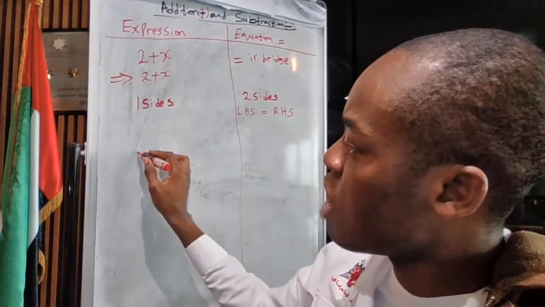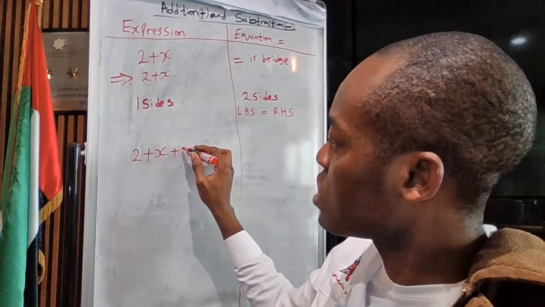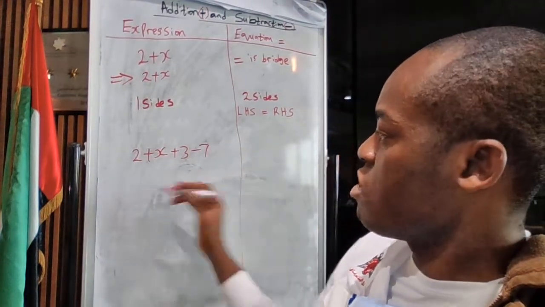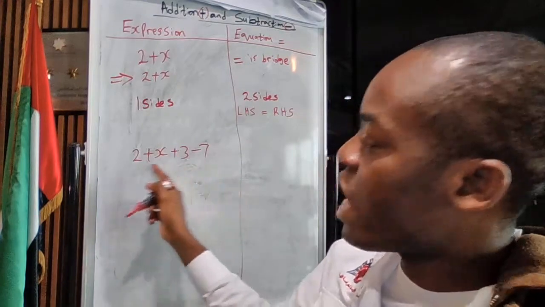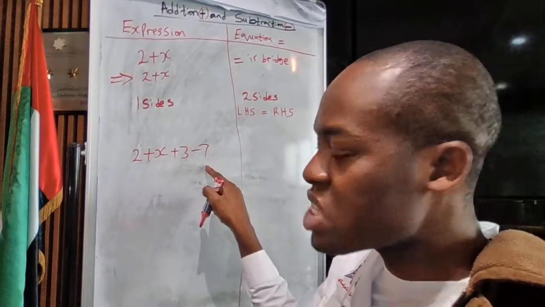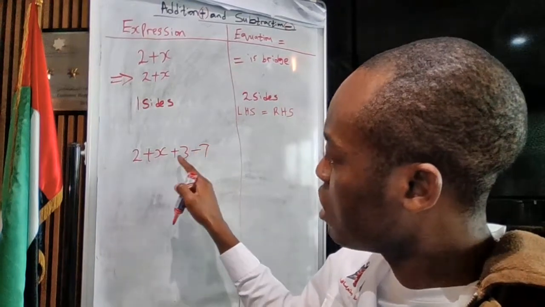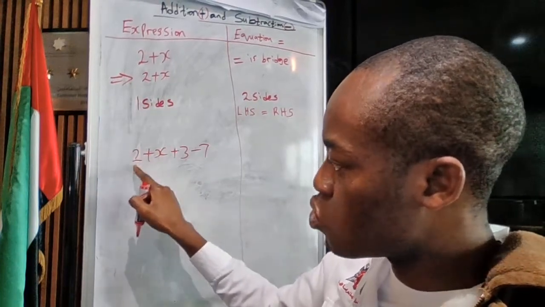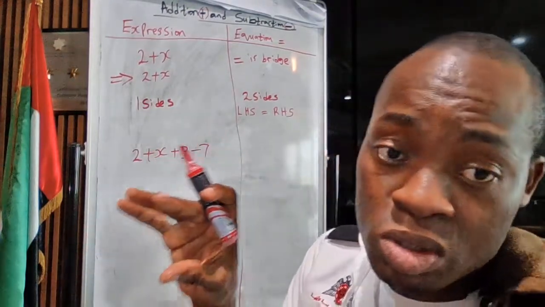Now, under expression, if you have something like 2 plus x plus 3 minus 7, and you are asked to solve it, what will you do? You have to rearrange. Under the rearrangement, everything is on the same line. It's one side. There is no left, there is no right here. But you have to note that this minus belongs to 7, this plus belongs to 3, this plus belongs to x. This 2 is plus 2. Any number or alphabet that does not have any sign remains plus.